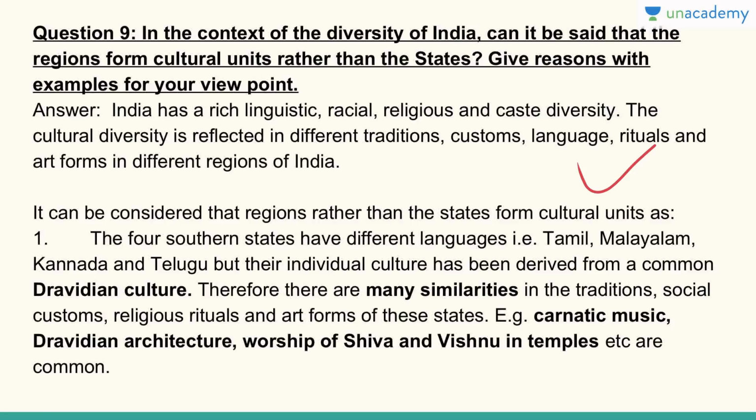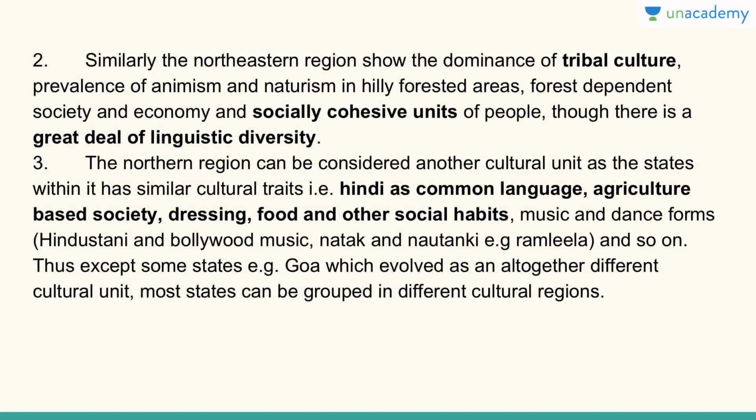So therefore there are a lot of similarities in these 4 states despite having different languages and despite being different states in traditions, social customs, religious rituals and art forms of these states. For example, Carnatic music is same in all the 4 states, Dravidian architecture, worshipping of Shiva and Vishnu in temples, etc. are very common. Then similarly, the northeastern region shows the dominance of tribal culture, prevalence of animism, naturalism in hilly forested areas. Now the people are very dependent on forest dependent society and economy, socially cohesive units of people, though there is a great deal of linguistic diversity.